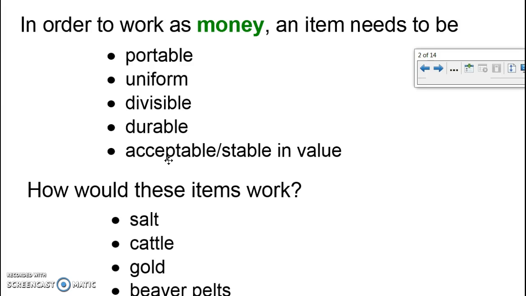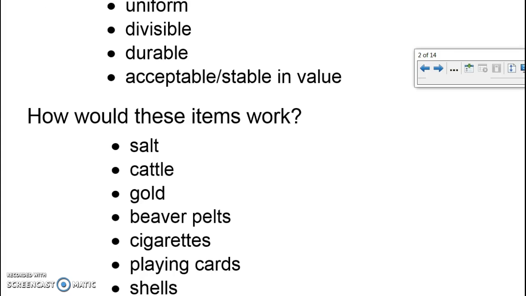So in order to work as money, an item needs to be portable, which means you can carry it with you. Uniform, which means that one penny is the same as another penny, $1 is the same as another dollar. Divisible, as I said, it means I can pay you $1 for something that costs 50 cents and you can give me change. It has to be durable, so it wouldn't work to have literally paper money because if it went in the washing machine it would fall apart. And it has to be acceptable or stable in value. So in other words, people in the society assign it a particular value and they expect it to stay relatively stable, although we know inflation can actually erode the value a little bit.